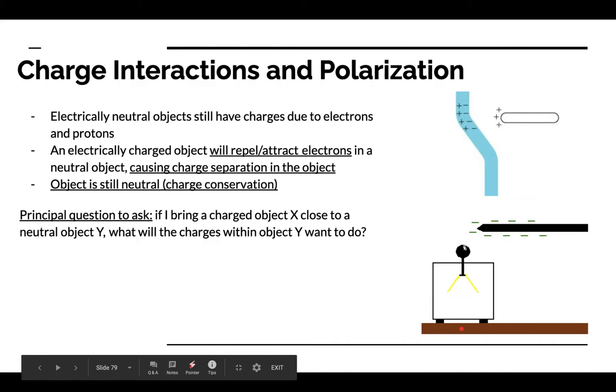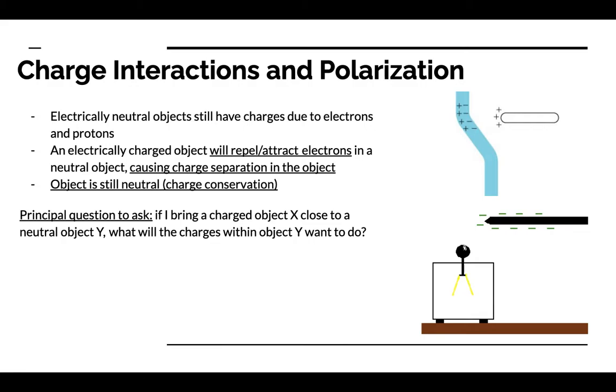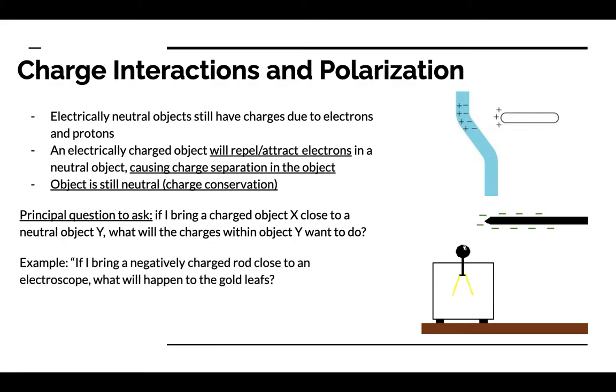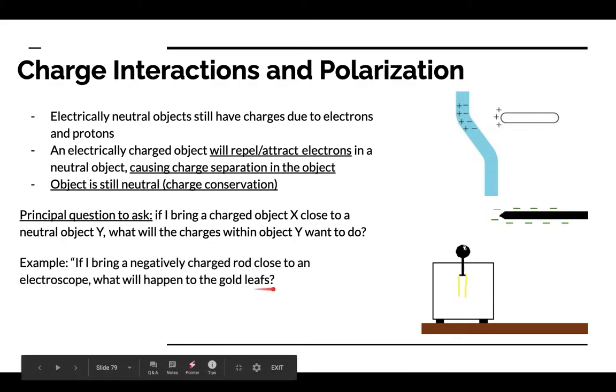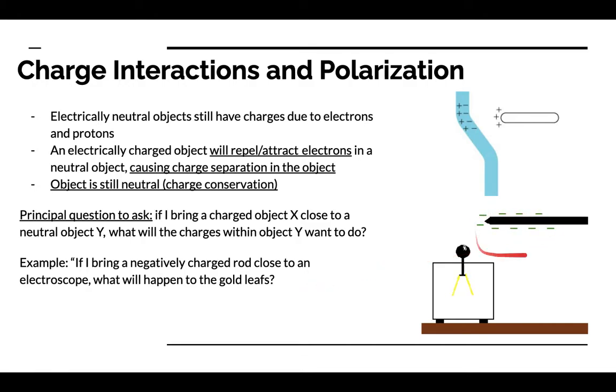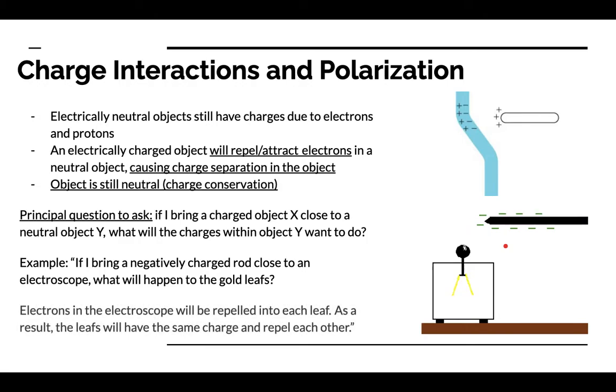The principal question to ask: if I bring a charged object X close to a neutral object Y, what will the charges within object Y want to do? As an example, if I bring a negatively charged rod close to an electroscope, what will happen to the gold leaves? If we do that, the gold leaves are going to separate.